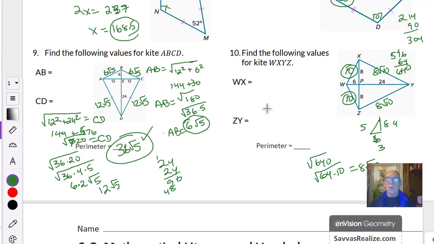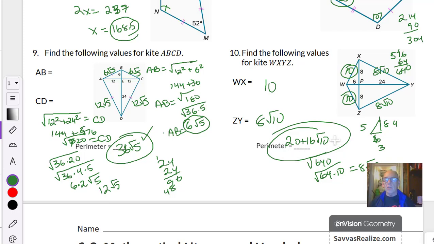So WX is 10. ZY is 8 square root of 10. Now the perimeter is going to be 20 plus 16 square root of 10. That's going to be our perimeter in exact numbers. If you want a decimal approximation, you could have done the square root of 24 squared plus 8 squared, and you could have got the decimal, which would be the approximation of 8 square root of 10.